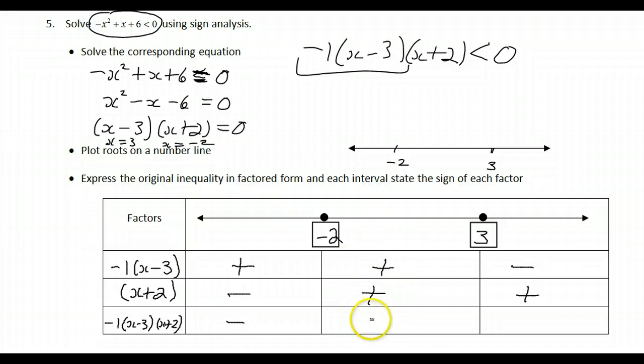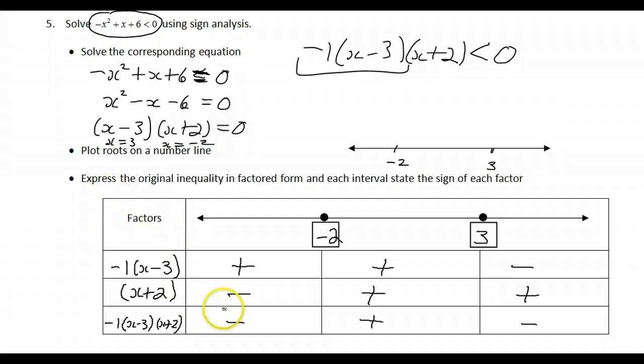Combine two positive factors, you get a positive. Combine a negative with a positive factor, you get a negative. Had there been two negatives, which wasn't in this case, a negative times a negative would have given us a positive. So what we're looking at from this number line is we want this expression to be less than 0, which is negative, and that expression will in fact be less than 0 or negative.